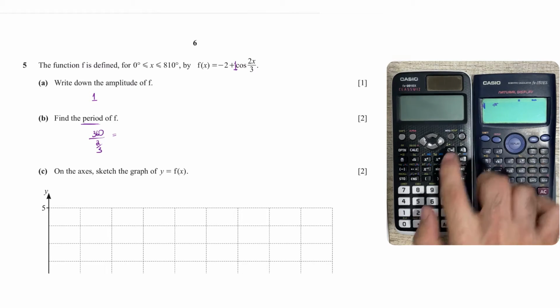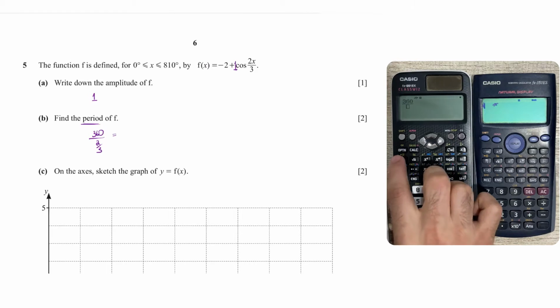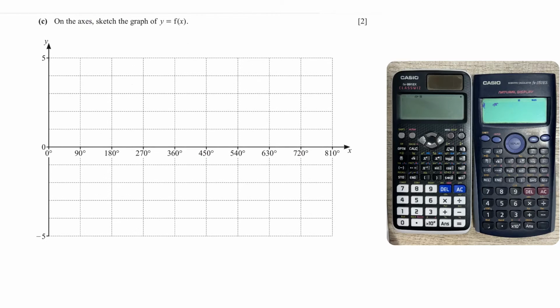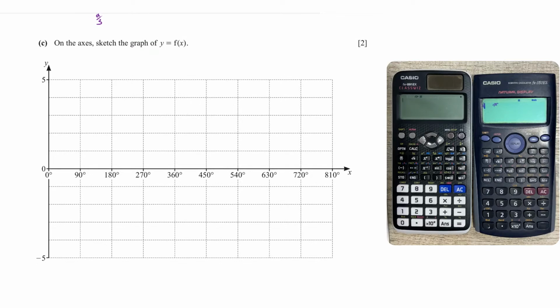I can do that in any one of these calculators. I'll make a fraction key, do 360, take it in the denominator, and then work out 2/3. That gives me 540. So one cycle of this trigonometric curve is going to end at 540 degrees. Hopefully that's clear. Now the next part says sketch the graph of y equals f of x. Let's do that. You can see that we have x values starting from 0 going all the way to 810, and y values from -5 to +5.